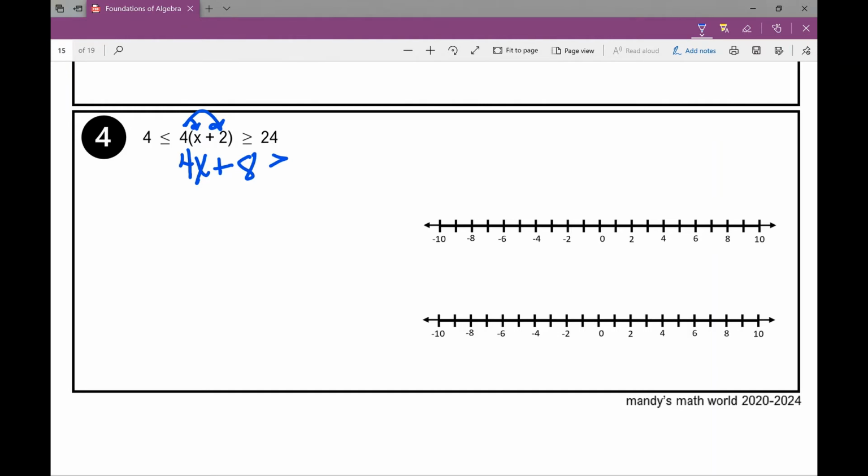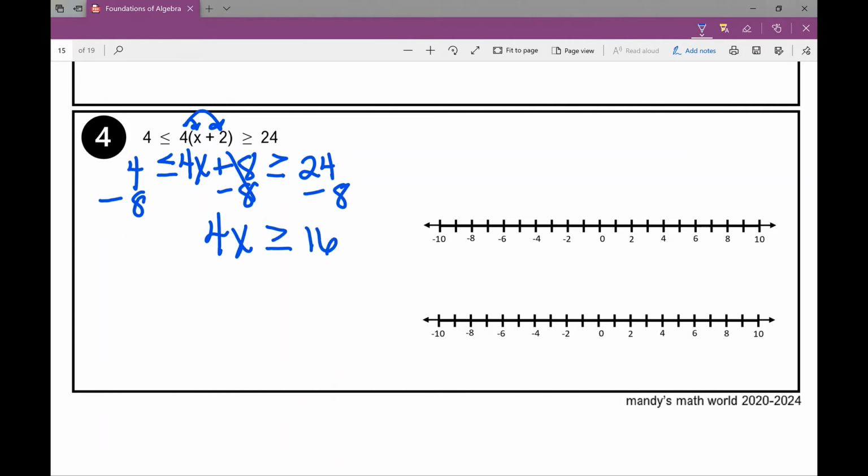So that expression is greater than or equal to 24, and I'm actually going to read it backwards. It's also greater than or equal to 4. So now I need to solve for x by subtracting 8. What do we subtract 8 from? Everything. So 4x is greater than or equal to 24 minus 8, which is 16. It's also greater than or equal to -4. And now we're going to divide everything by 4, and we get that x is greater than or equal to 4. It's also greater than or equal to -1.